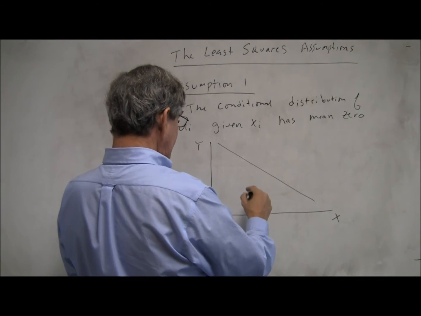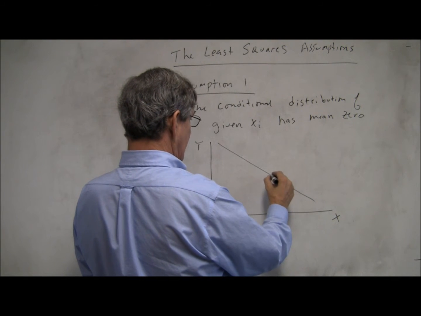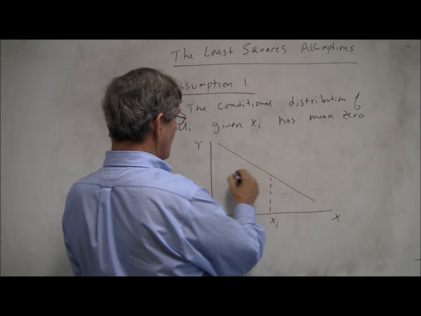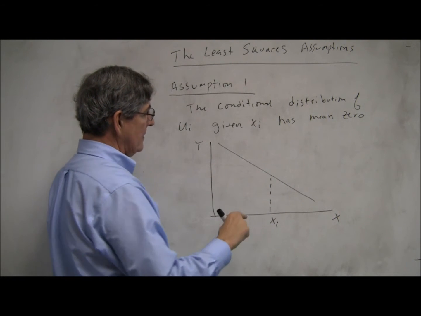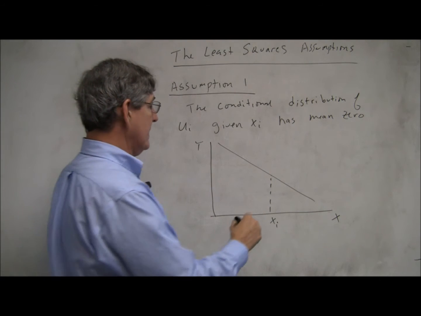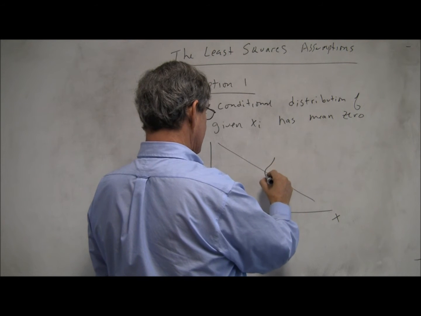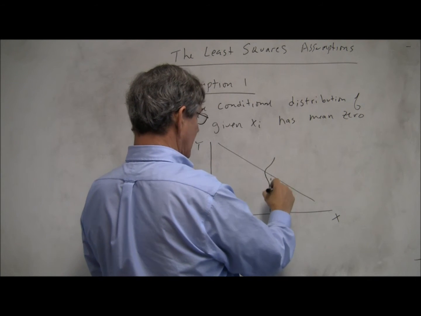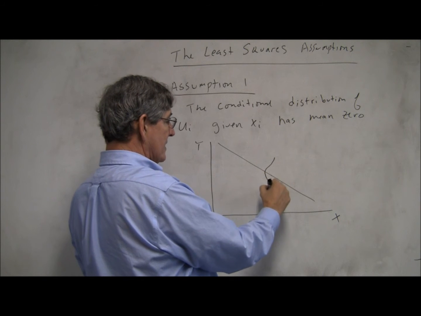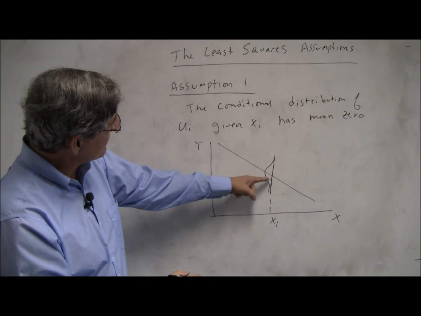Now, there's a bunch of different xi's. Let me just pick one. Here's xi. This is yi because it's the true model. But at that xi, there's a distribution of the errors. And let's assume they're normally distributed. And so the error terms, remember that the dots can be all around here. So the error terms will be basically normally distributed around this thing.